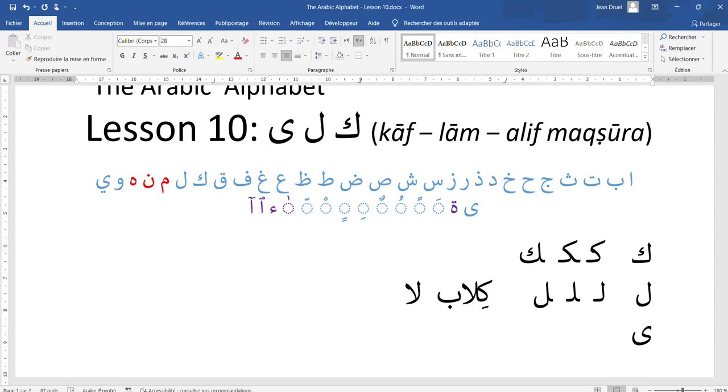Alif maqsura, as I said, is written as a ya, but without the dots, and it is pronounced as a long alif, just like the alif we've seen so far. The other peculiarity is that it's only found at the end of the word. It's never at the beginning or in the middle. It's only at the end, and it is pronounced just like an alif.